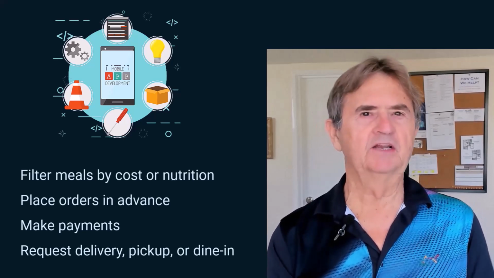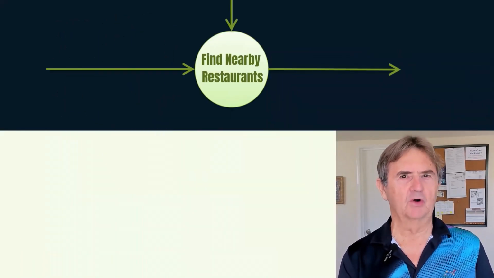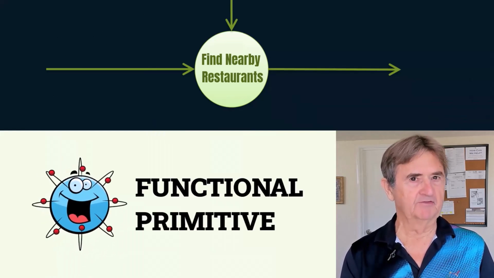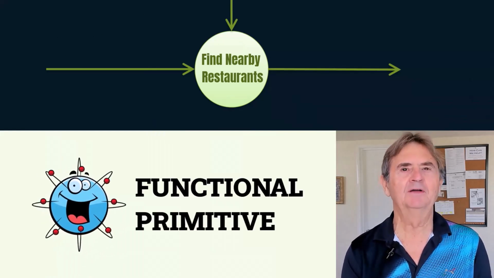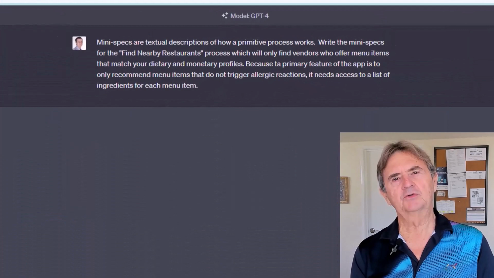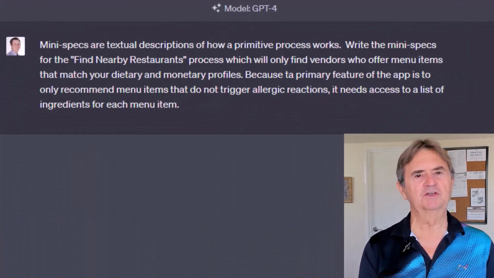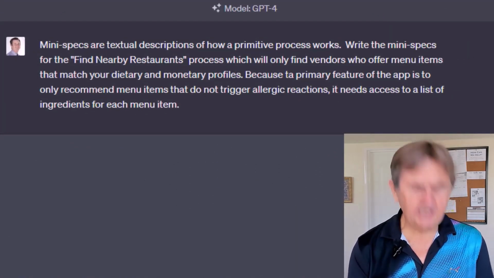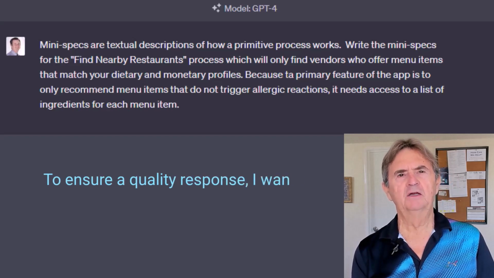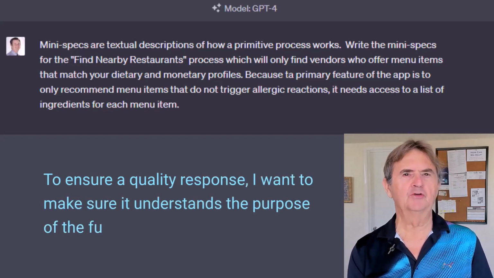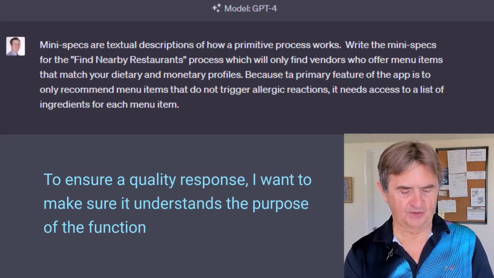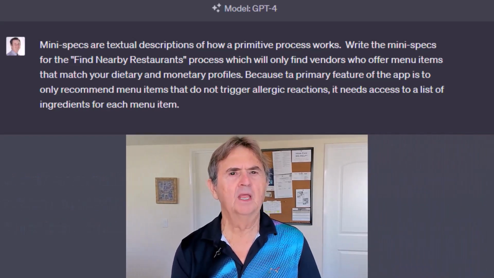Among many others, we identified find nearby restaurants as a functional primitive. It's crucial to the FeedMe app. Let's now instruct ChatGPT to draft the mini-specs for this function. In order to ensure a quality response, I want to make sure that it understands the purpose of the function first. So here's my direct prompt.